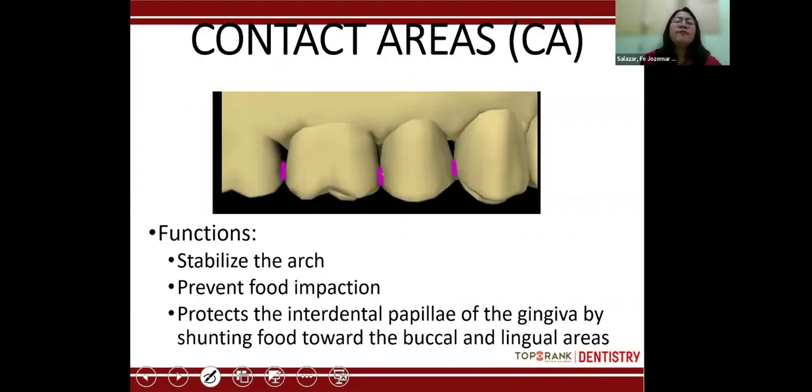Okay, now, functions of the contact areas. They stabilize the arch, prevent food impaction, protect the interdental papillae of the gingiva by shunting food toward the buccal and the lingual areas. Okay? So, di ba kaya nga even when you are restoring teeth proximally, you need to restore contact. Okay? Kasi nga, for arch stability, hindi mag-move yung arch natin. Kasi kung walang contact yan, you have a tendency for the tooth to drift mesially throughout life yan.